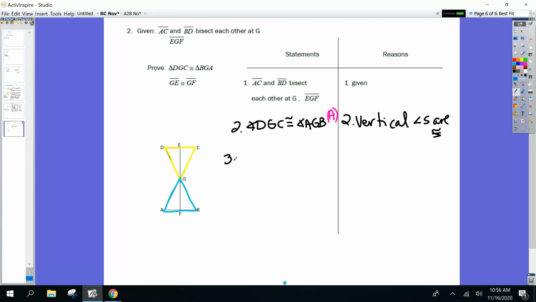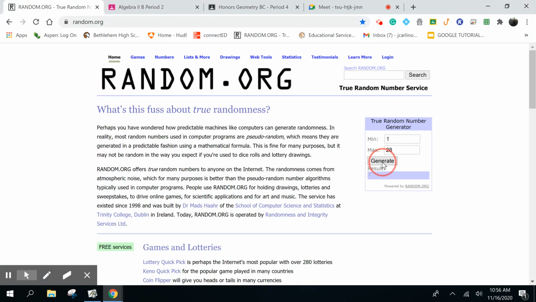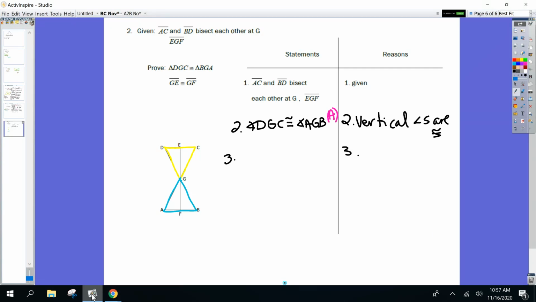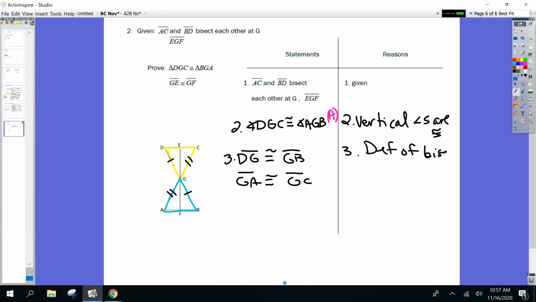All right, still haven't used the givens yet. AC and BD bisect each other. What do you got from there? What else can you tell me is true? Maeve, here you go. DG is congruent to GB, and CG is congruent to GF. Both those are equal because they bisect each other. They cut each other in half. DG congruent to GB, and GA congruent to GC. Definition of bisects. Job, Maeve.